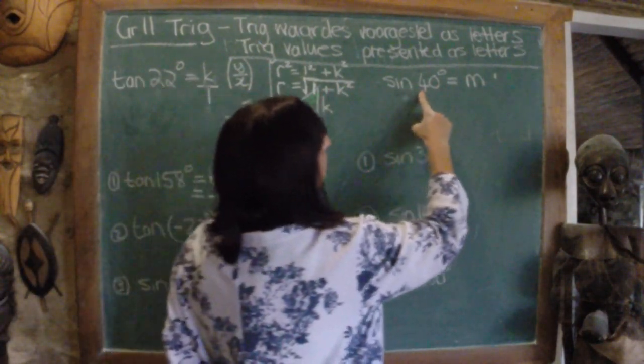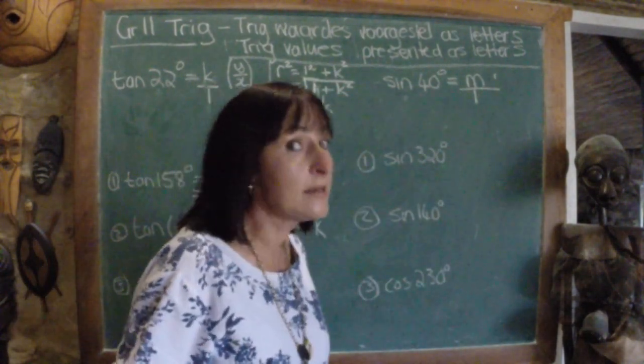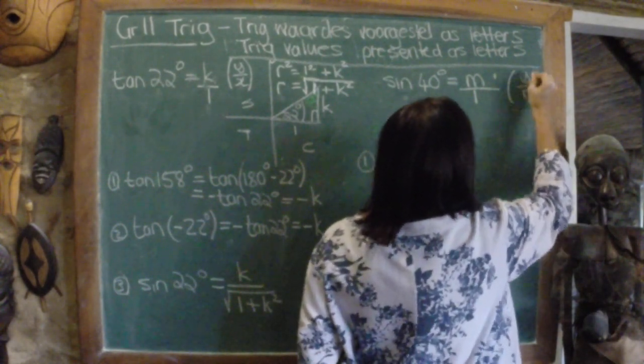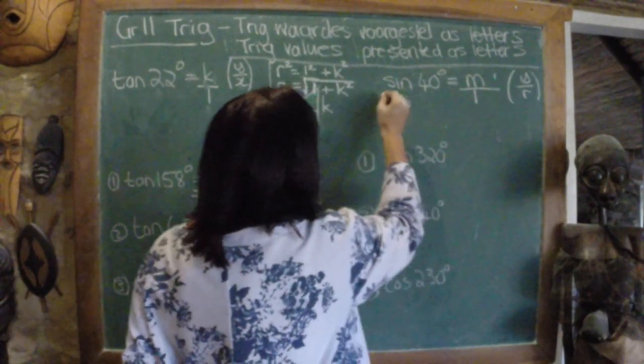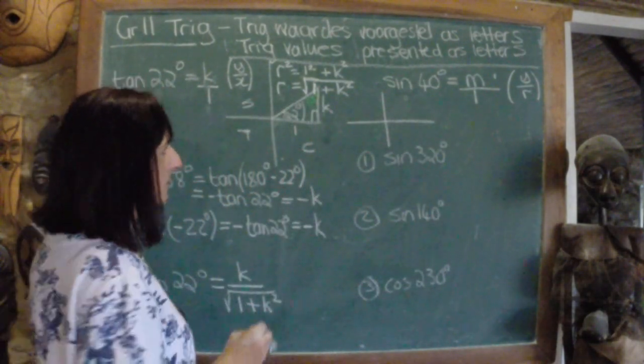Die sin van 40 is m op 1. Wat is sin? Sin will always be y on r. So let's draw a little picture now to determine all the values that I need.